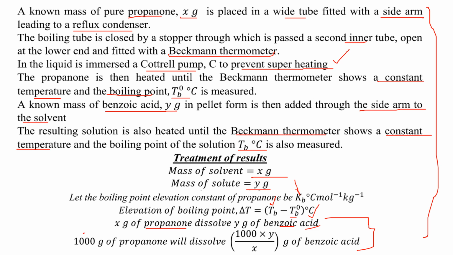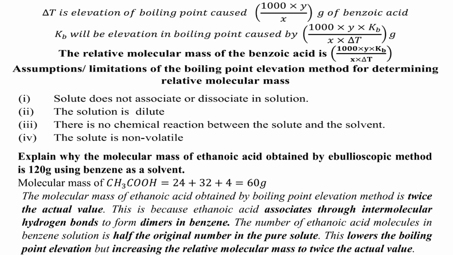Then what about 1000 grams? So 1000 grams will dissolve what? It's going to be 1000 multiplied by Y divided by X grams of benzoic acid, according to quantitative chemistry knowledge. Now the mass you get in 1000 grams is going to be the one that causes the elevation in boiling point. So that's why we're saying that the change in boiling point is going to be caused by that mass, which was 1000 multiplied by Y divided by X grams of benzoic acid.